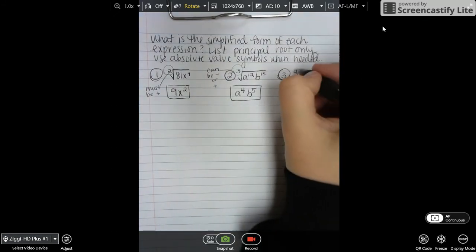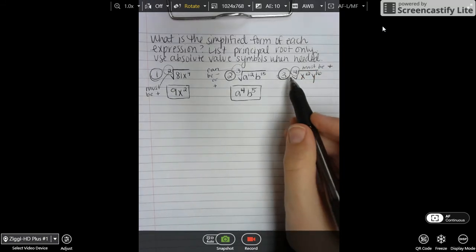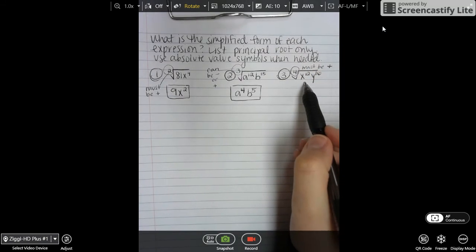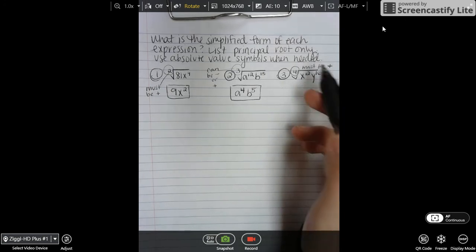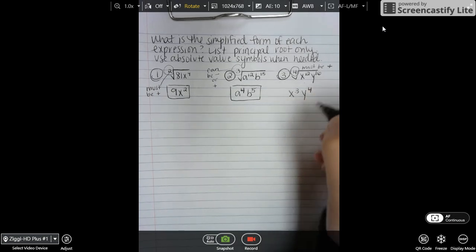All right, over here, this must be positive. So at the end, we'll need to visit that and make sure we satisfy that. Here we have x to the 12th divided by 4 would be x cubed. y to the 16th divided by 4 would be y to the 4th.